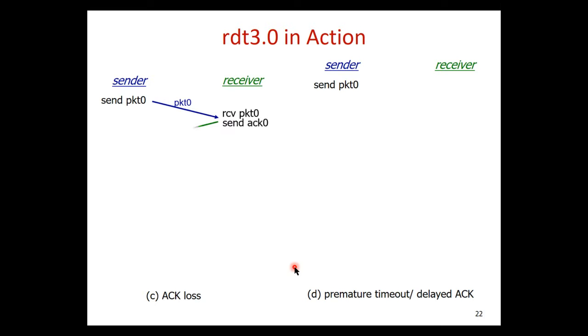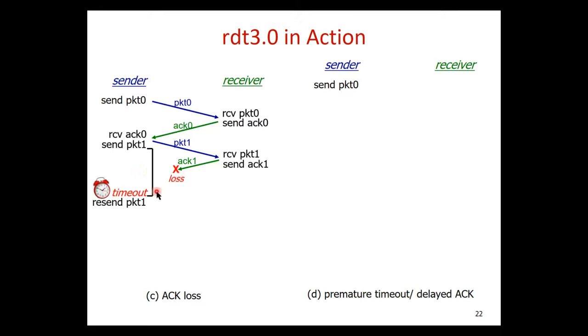Now let's look at the case where the ACK is lost. Here we start the same. Packet 1 is not lost. The receiver receives packet 1 and sends ACK of packet 1, but the ACK itself is lost. So the sender will time out and will resend packet 1.